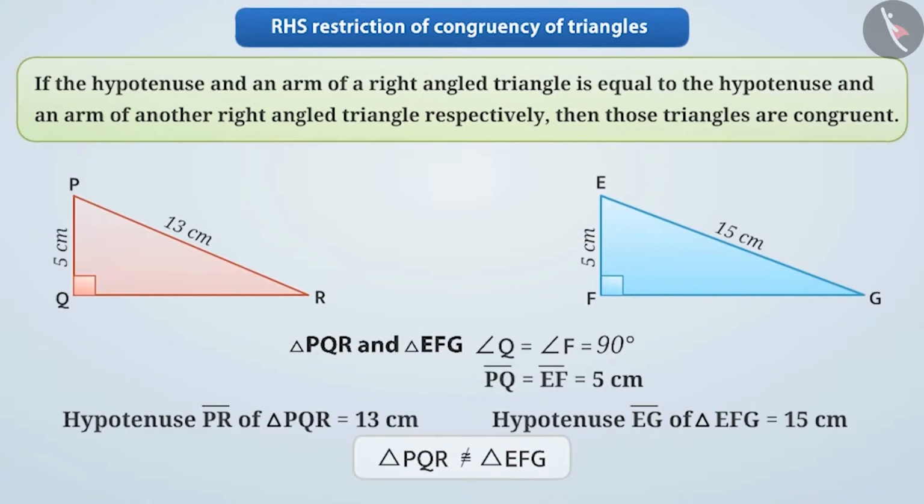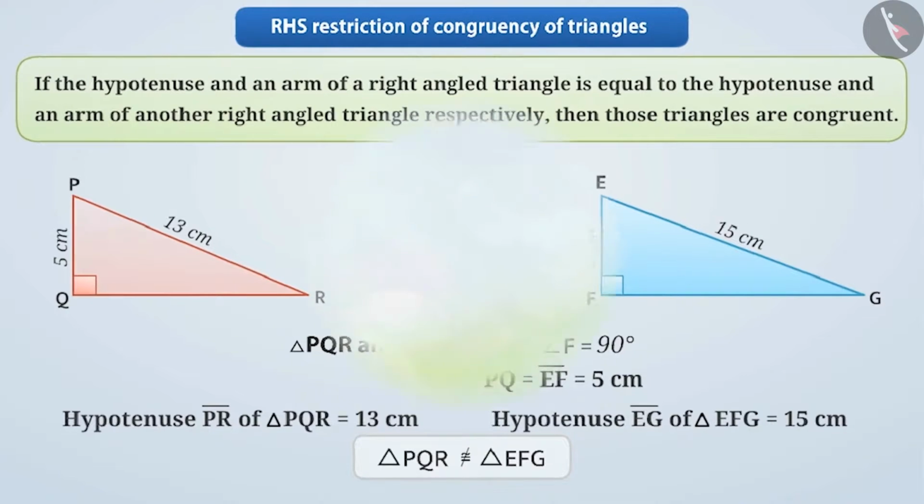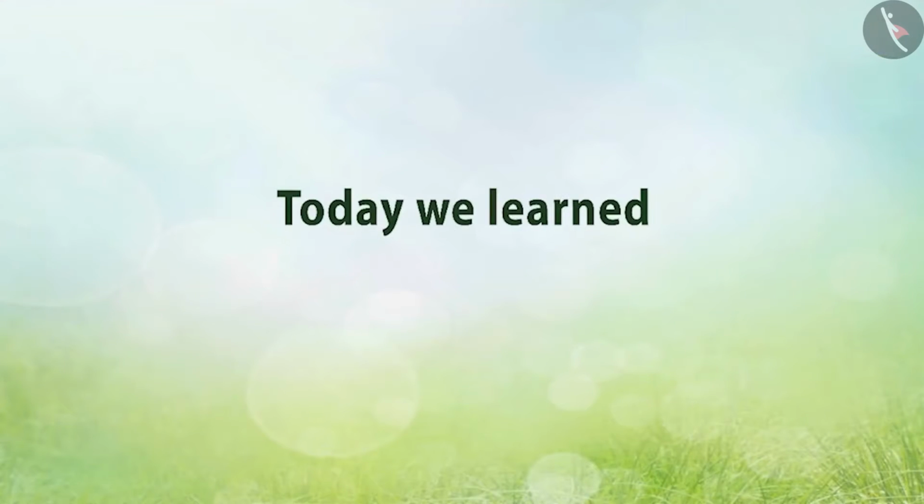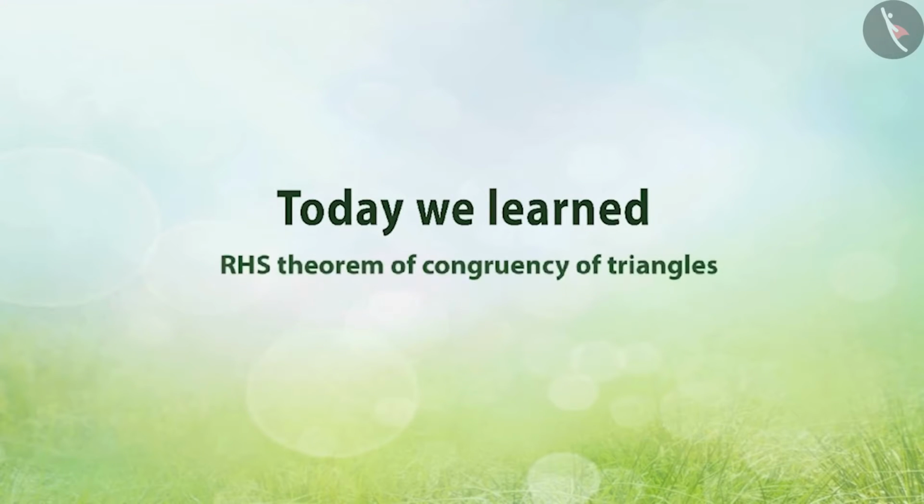So now you must have understood that with the RHS congruency theorem, you can check the congruency of any two right-angled triangles. Today we learned the RHS theorem of congruency of triangles. In the next video, we will see some more interesting examples of these.